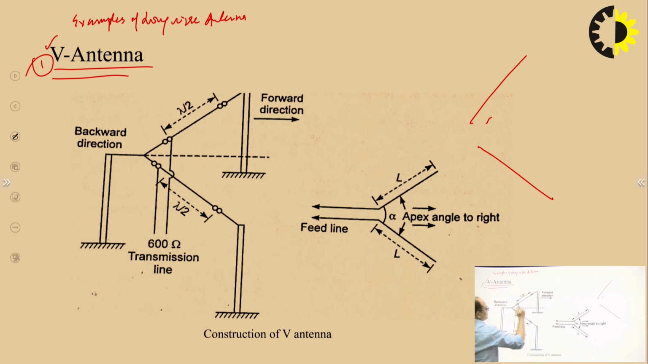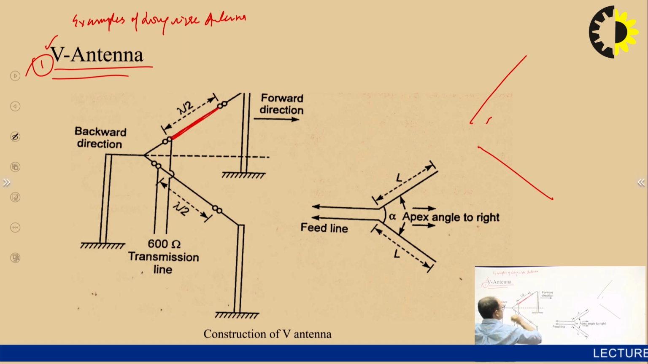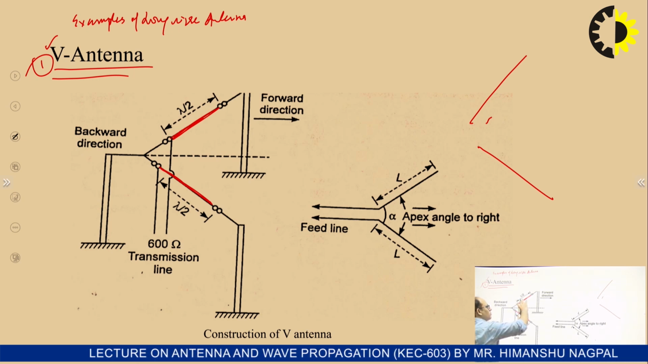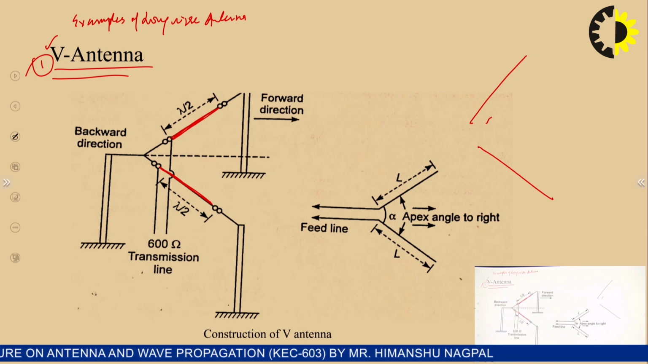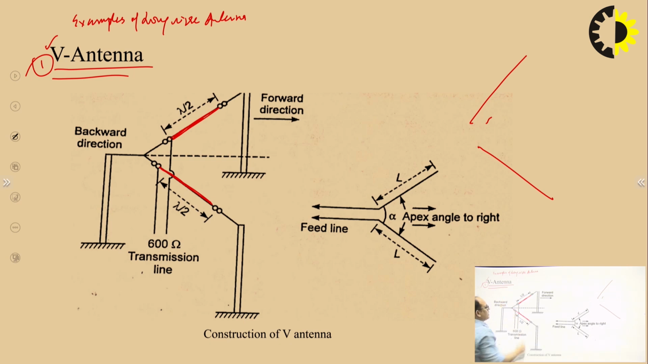Let's say this is an antenna which has a length greater than lambda by 2, and this is the antenna which has a length equal to or greater than lambda by 2. If they are both individually long wire antennas, and they are connected in the V shape, then this type of antenna is known as a V antenna.